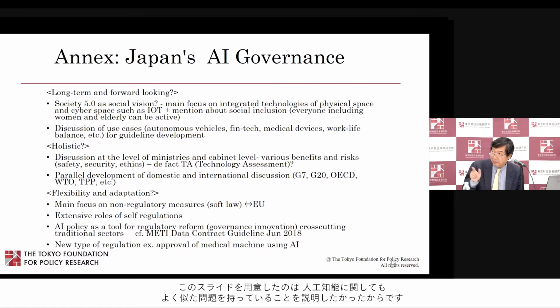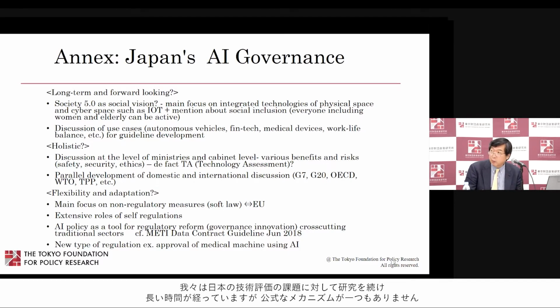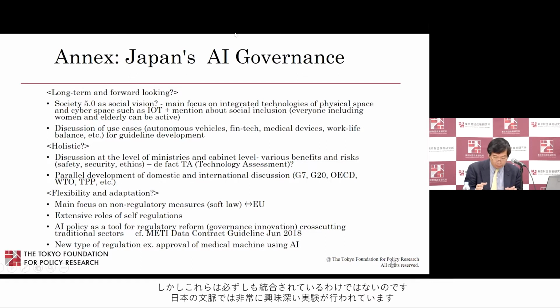I just give this slide for the purpose that we have a similar kind of issue relating to artificial intelligence. I would like to emphasize three points. AI also touches upon various types of risks: the safety risk, the security risk, ethics, privacy and so on. So the broader issue has to be dealt with. What's interesting about AI in Japan is that we have been working on the technology assessment issue in Japan for a while, but there is no formal mechanism. But concerning AI, there seems to be de facto technology assessment at various venues, though it's not necessarily integrated enough. Still, it is a very interesting experiment in the Japanese context.